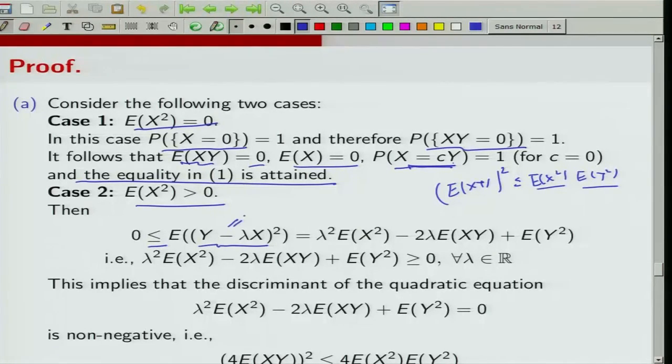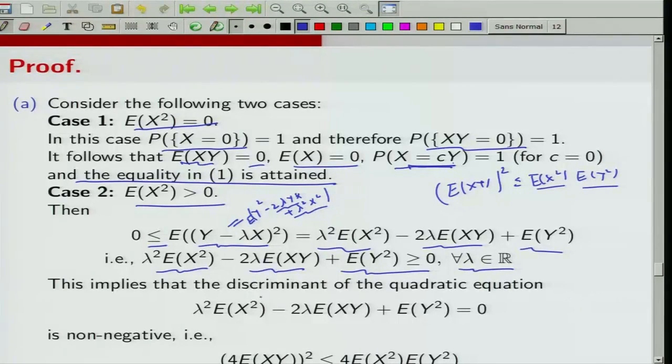Now, I expand this; it becomes Y square minus 2 lambda YX plus lambda square X square, and expectation being linear, this becomes lambda square expected value of X square minus 2 lambda expected value of XY plus expected value of Y square. So, this is always greater than or equal to 0 for every lambda. So, what I get is lambda square expected value of X square minus 2 lambda expected value of XY plus expected value of Y square is always greater than or equal to 0, whatever the lambda may be.